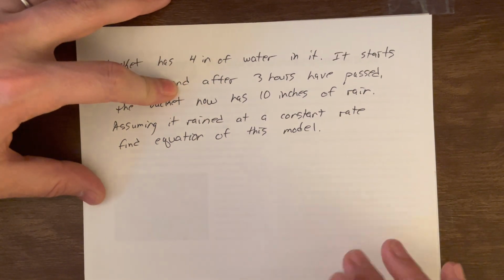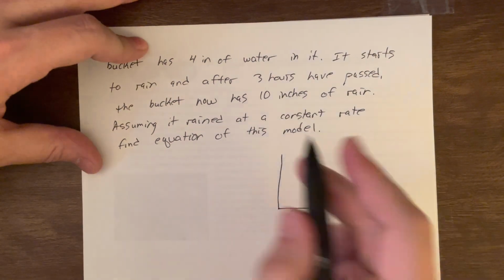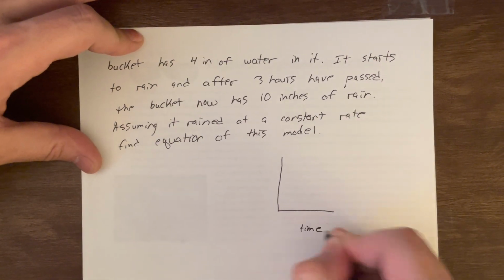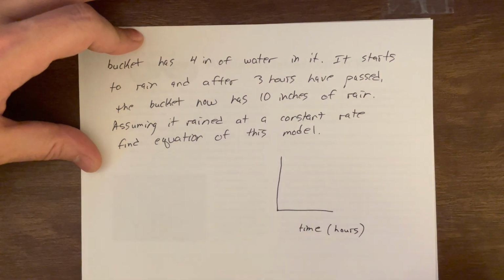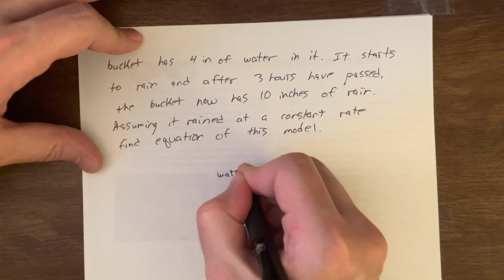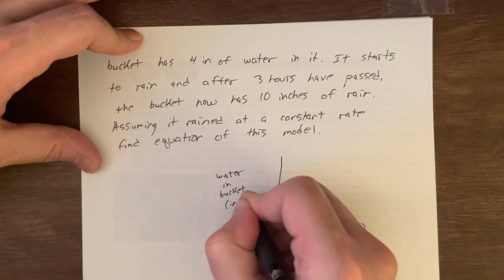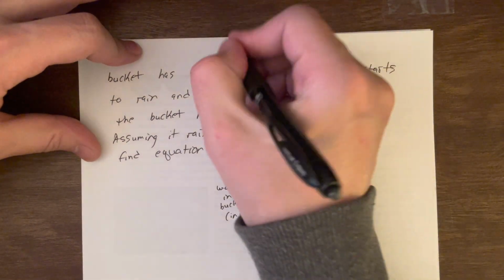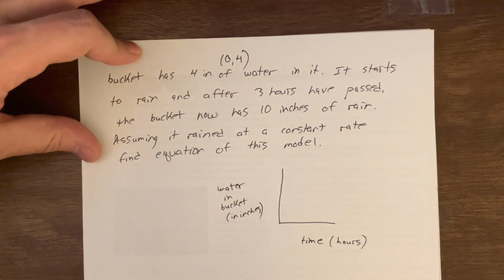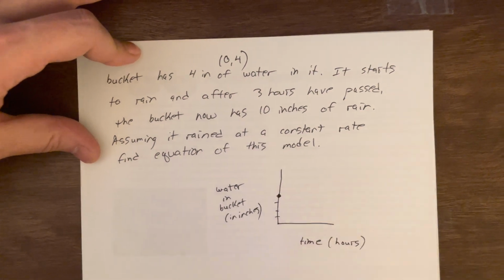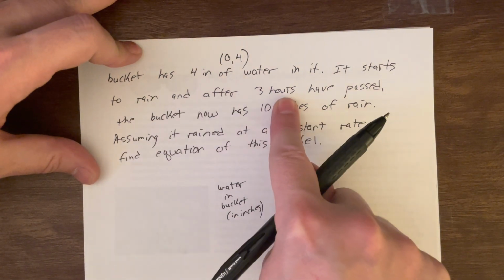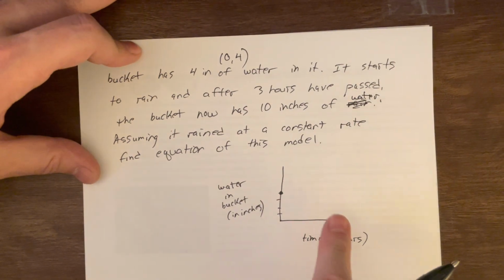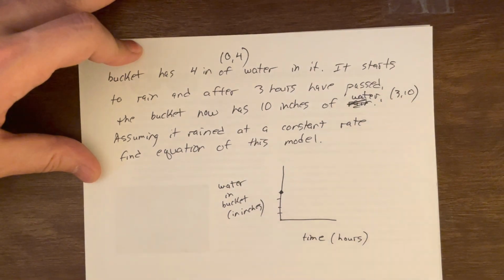If we wanted to just draw the graph, we can think about things and say, okay, what do we have here? The bucket already had 4 inches of water before it even started to rain. So if I think about my time, and since we're seeing other mentions of hours, we'll continue to use hours as my units. And we're talking about how much water in the bucket, and we're measuring that in inches. Well, with this setup, before it even started to rain, we already had 4 inches in the bucket. We could think of that as an XY pair 0, 4. And then next, after 3 hours of rain, we've got 10 inches of water in the bucket. So that would be an XY pair 3, 10.